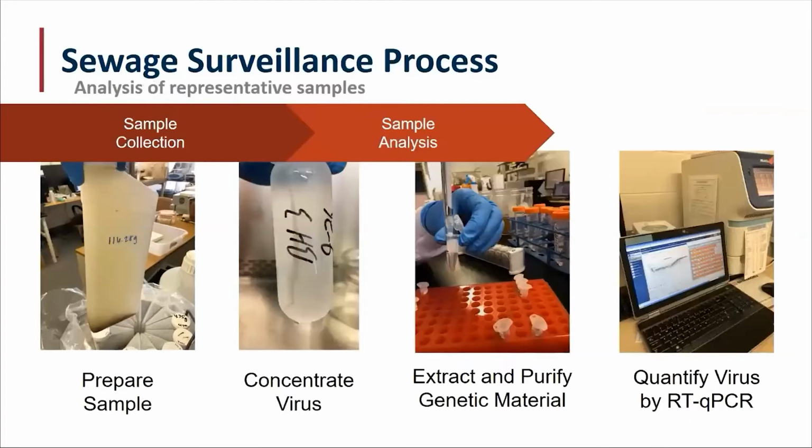So after you collect the samples, then you're going to bring it into the lab. And for us, we're using our RT-qPCR, where we prepare the sample, concentrate the virus with polyethylene glycol or PEG, extract and purify that genetic material, and then do the analysis to quantify a viral count.